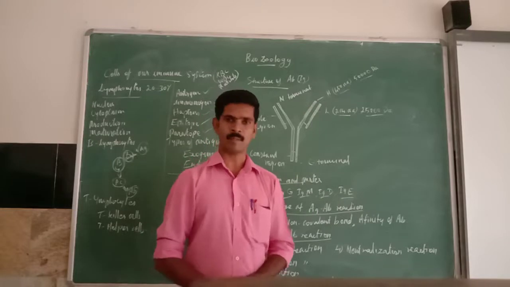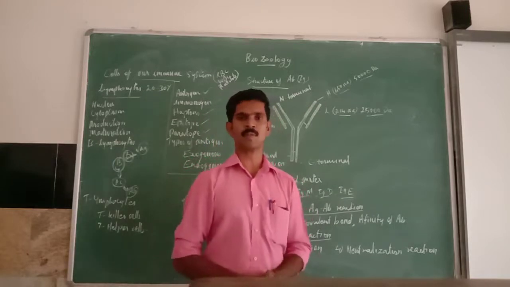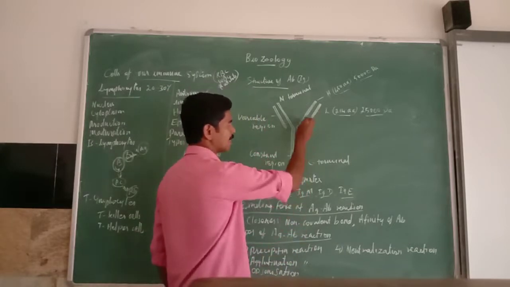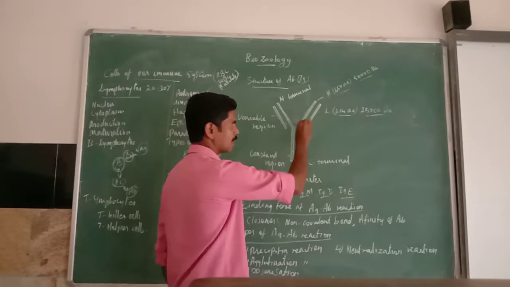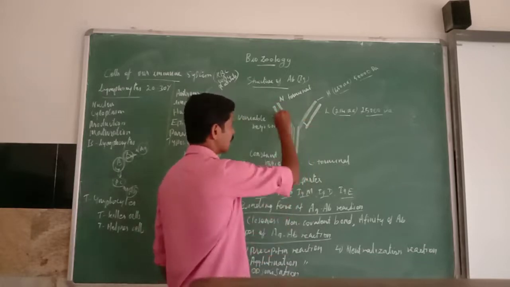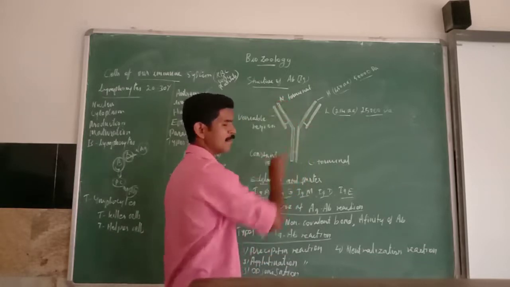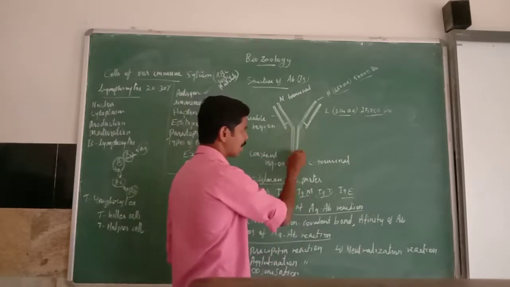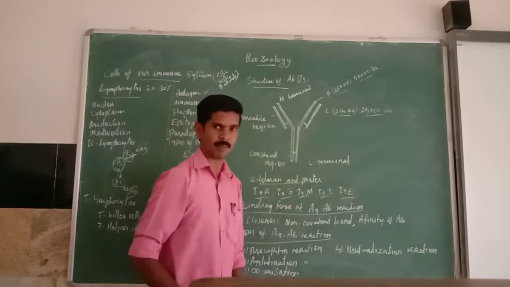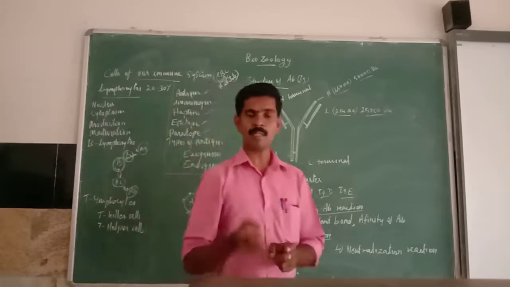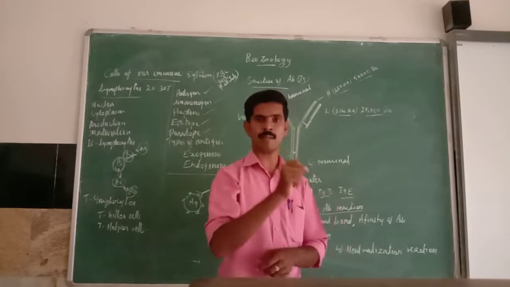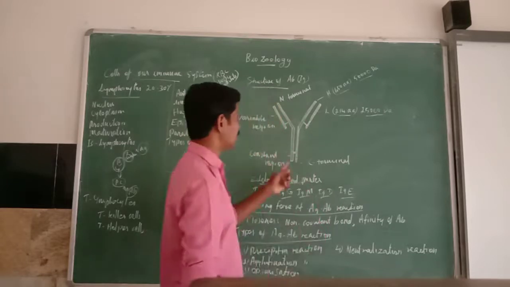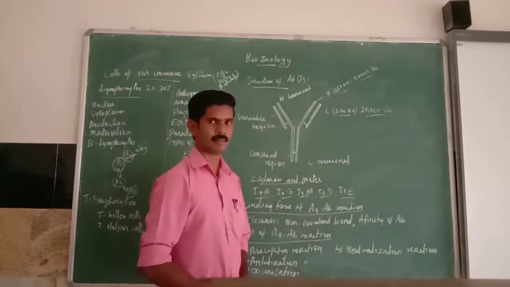Then the disulfide bond. This bond plays a very important role in the structure of the antibody, because one light chain is attached to one heavy chain by a single disulfide bond. Here also this light chain is attached to this heavy chain by a disulfide bond. Then both heavy chains are also connected by a disulfide bond. So the connections between a light chain and a heavy chain, and between the two heavy chains, are by disulfide bonds.